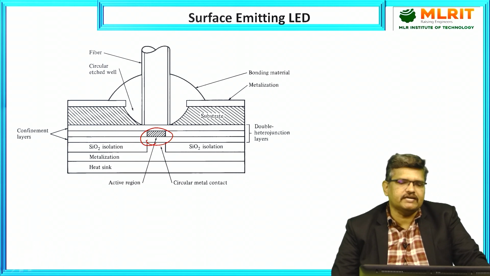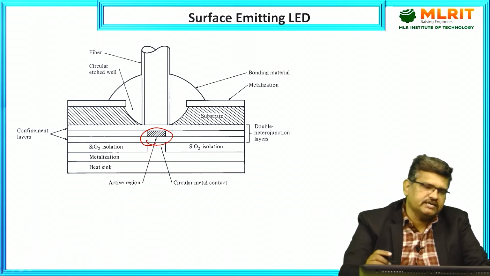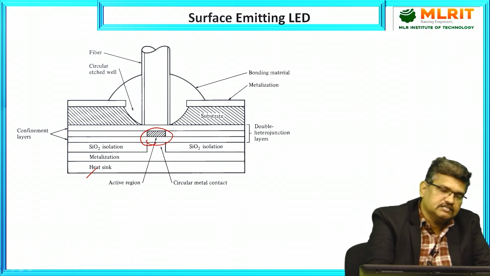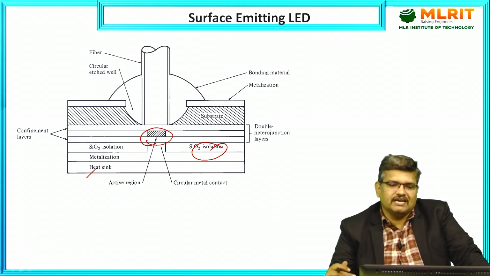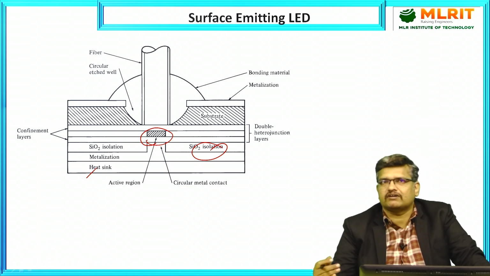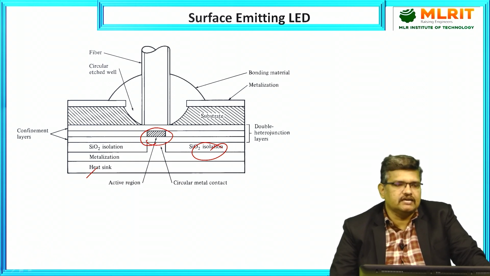In these configurations, we have some layers. The first one is the heat sink. The heat sink emits the heat out, because without it the heat may damage the circuit. Next is metallization, which gives support to the structure. Another is SiO2 isolation. This forms an isolation layer with the active region, providing a disconnect between the confinement layers and the active region.